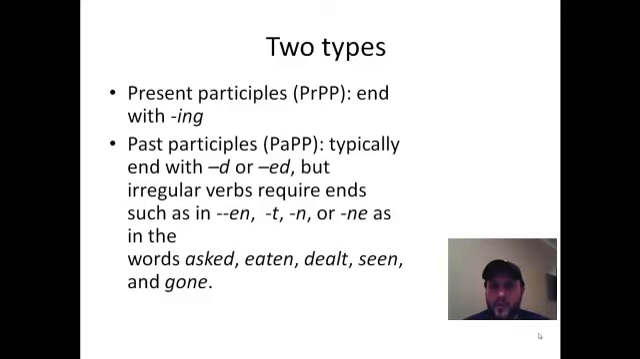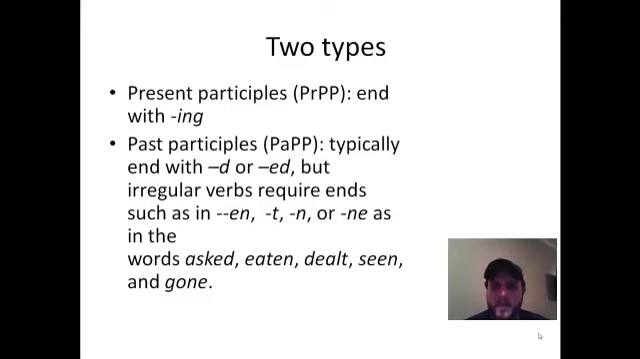The present participle phrase is when you take a verb and you make it into a participle by adding ing. So play becomes playing. Eat becomes eating. Talk becomes talking. So on and so forth. Pretty simple. We'll get to how the phrase works in a minute, but for right now, just keep in mind that the present participle is the verb plus ing.